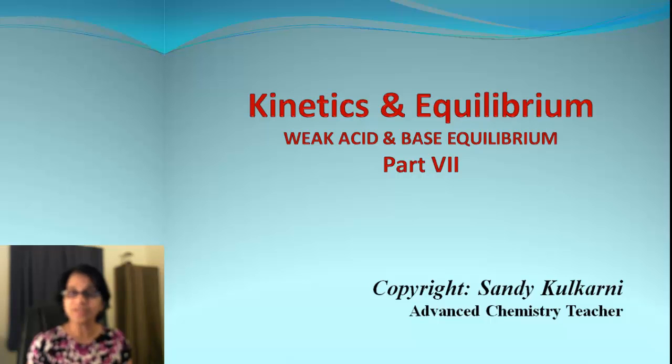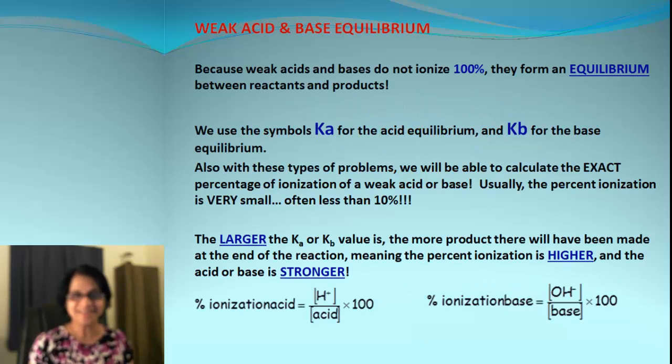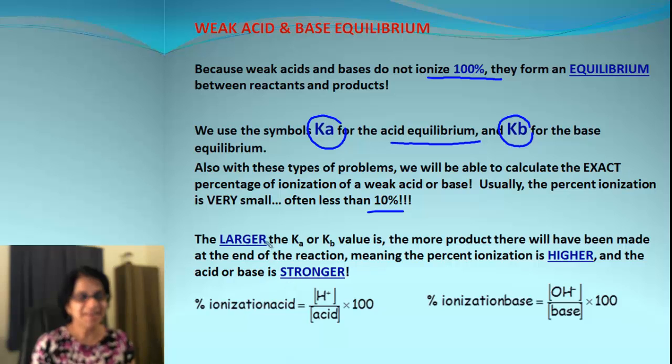Let's continue with some more calculations on weak acids and bases. So let's begin. First of all, weak acids and bases are the ones which do not ionize 100%. And actually, they form equilibrium between reactants and products much earlier than that. Also keep in mind, the larger the value of Ka or Kb, the more product will be formed, and then we will have higher ionization, and that means the acid or base will be stronger.